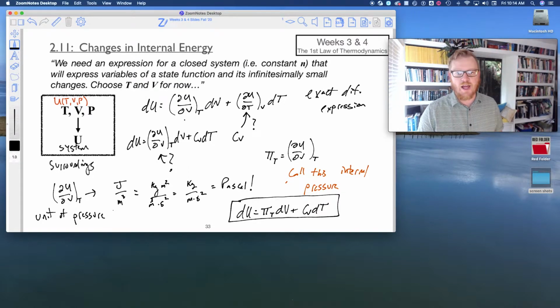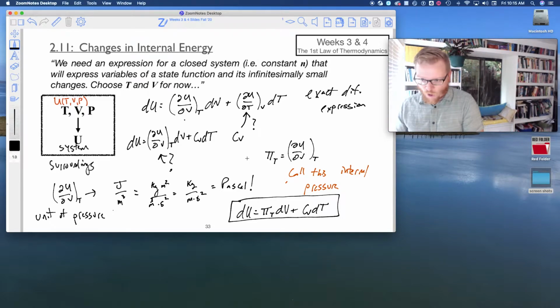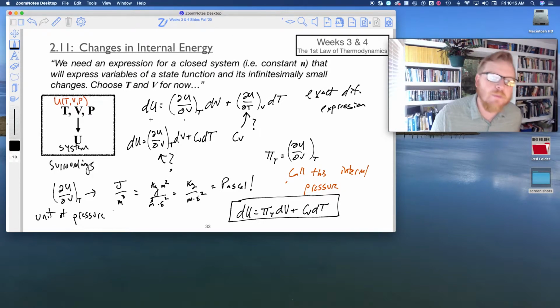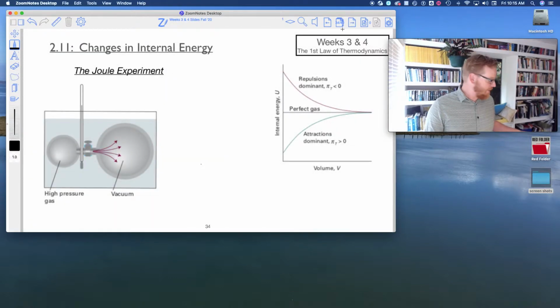So we're still going to play with these partial relationships. But for now, we can see that just by making an exact differential expression in U and taking advantage of that mathematical definition, we extract physical observables that are dependent upon the internal energy, such as the constant volume heat capacity. Or really we should say internal energy is dependent on the constant volume heat capacity. And similarly, internal energy is also dependent on what we call internal pressure. So what is this internal pressure?